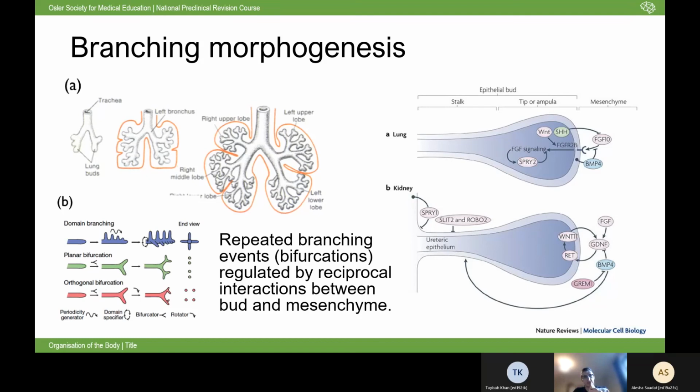This is really interesting. If you get to a point later in your careers, I doubt you're going to need it a lot for preclinical embryonic development, but branching morphogenesis is quite fab. It's very interesting.